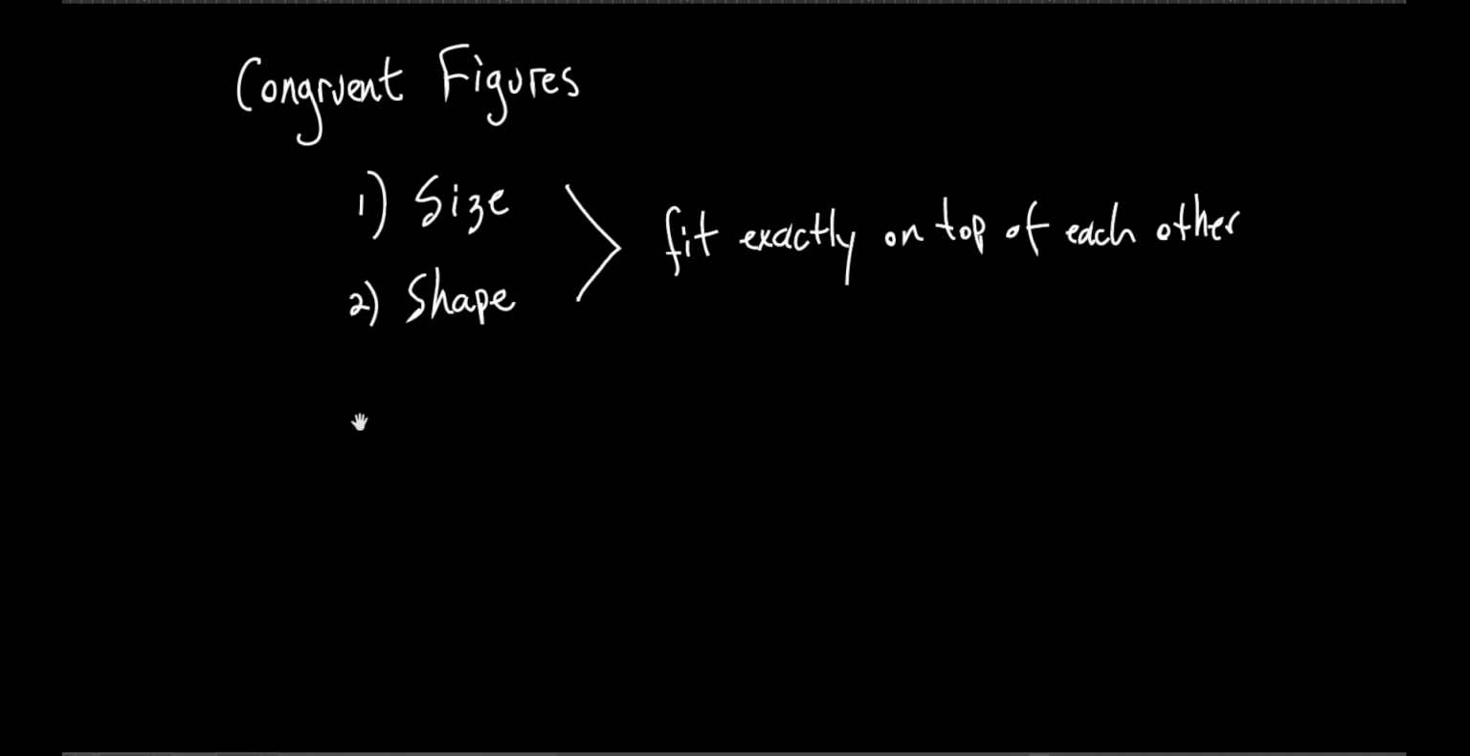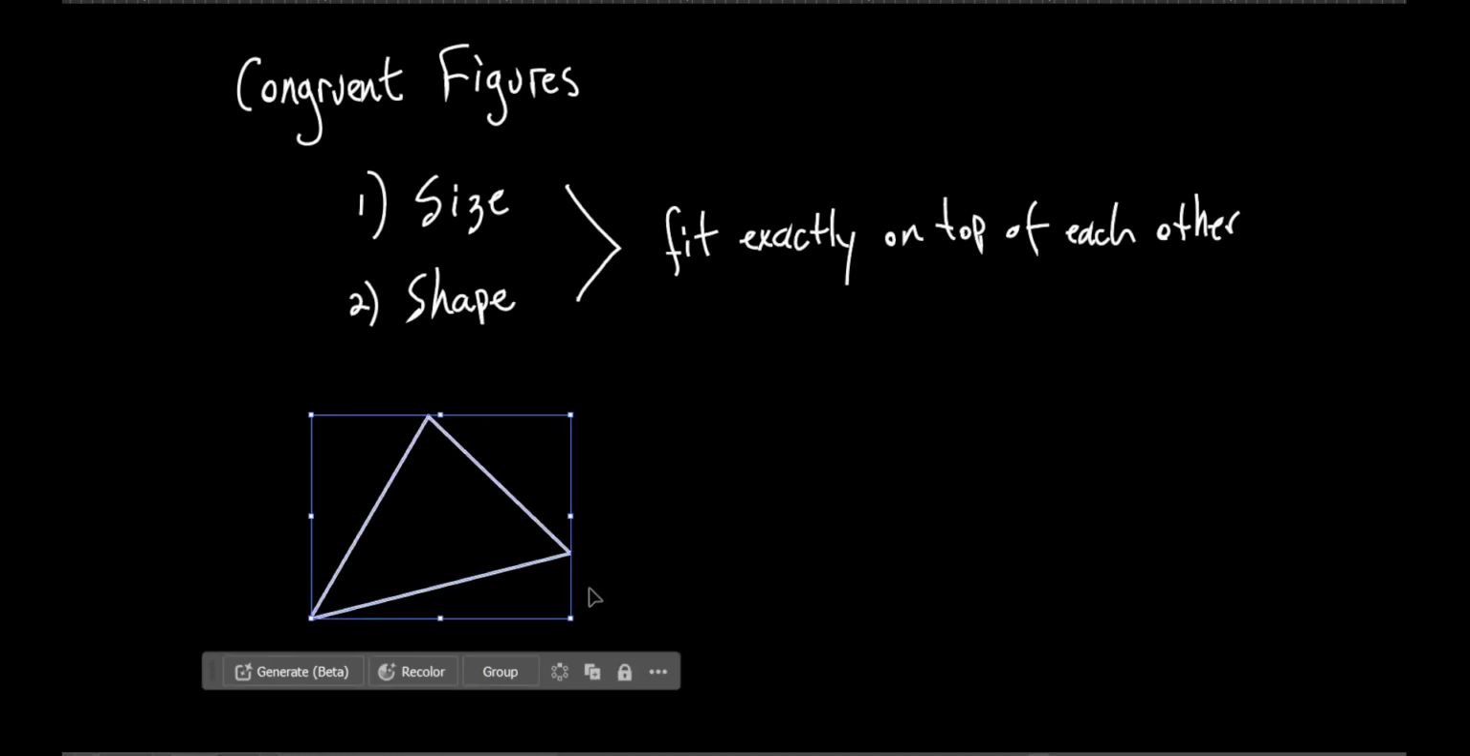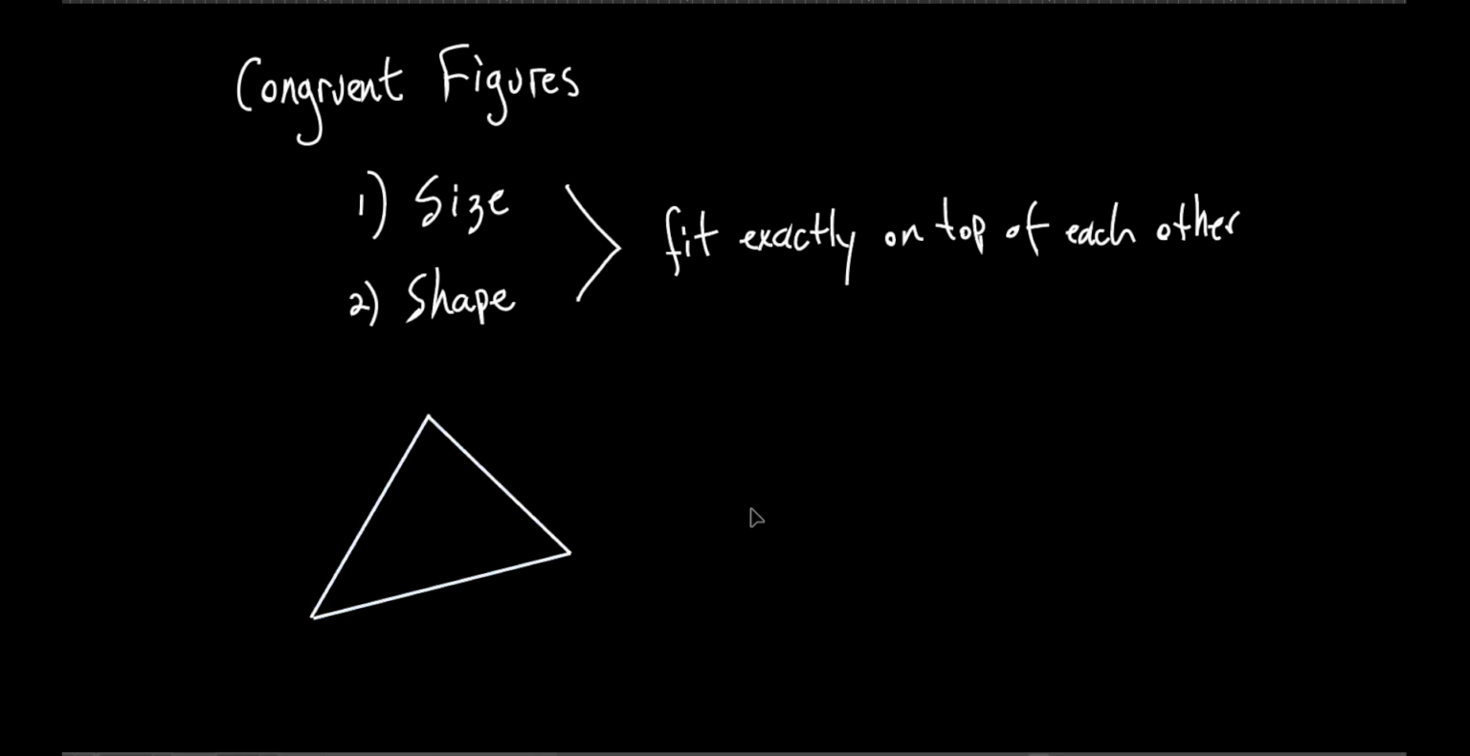Let's just draw a triangle. I'm not going to make this any specific type of triangle. It doesn't have to be a right triangle, doesn't have to be isosceles or anything like that. So I'm going to group it. All right, so there's a triangle.